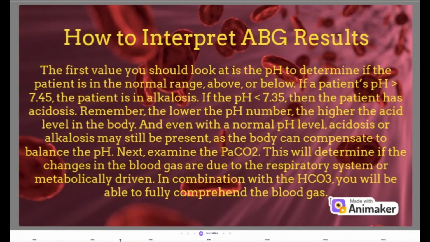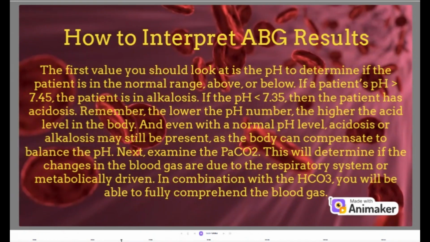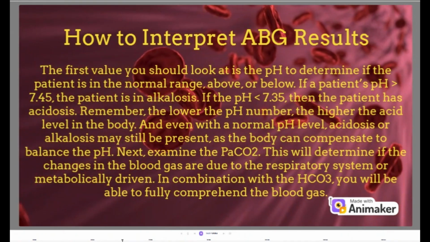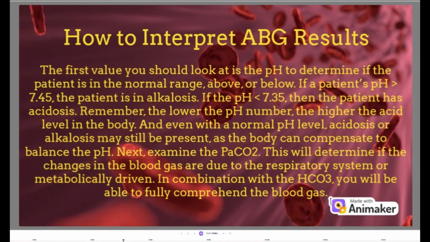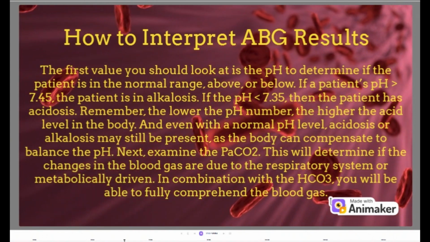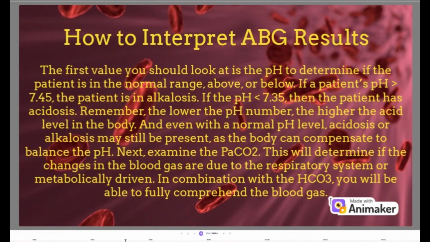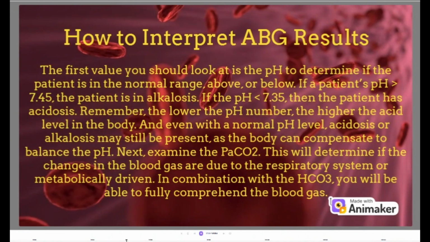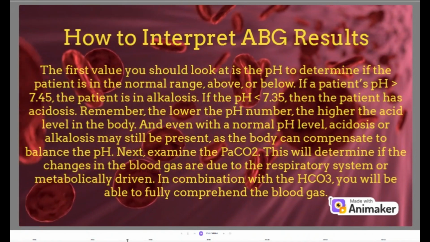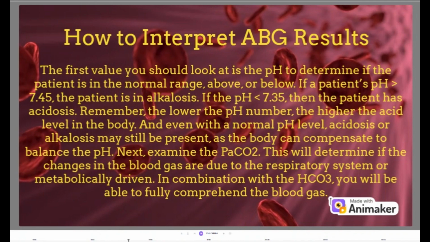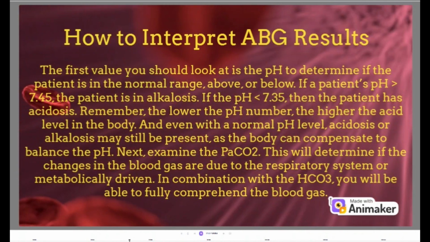And even with a normal pH level, acidosis or alkalosis may still be present, as the body can compensate to balance the pH. Next, examine the PaCO2. This will determine if the changes in the blood gas are due to the respiratory system or metabolically driven. In combination with the HCO3, you will be able to fully comprehend the blood gas.